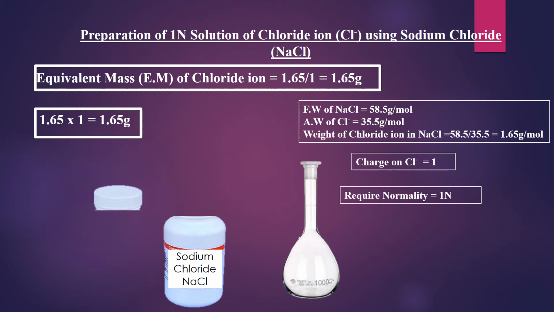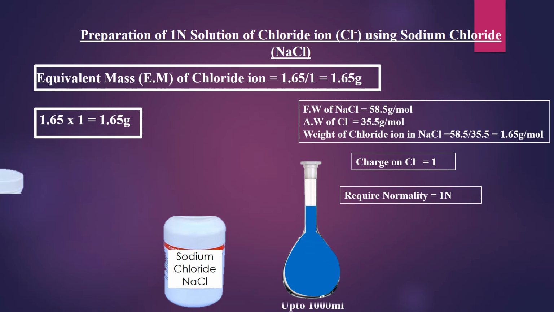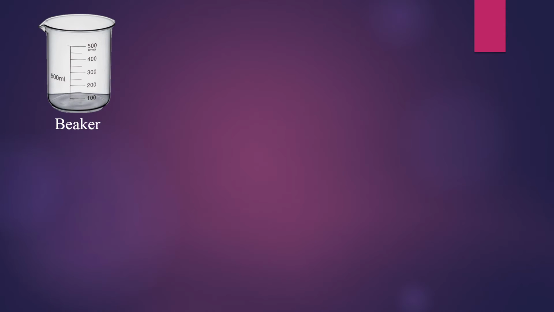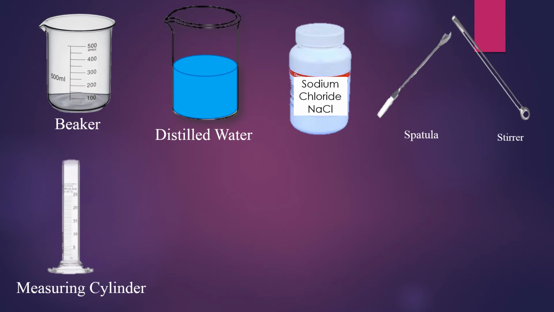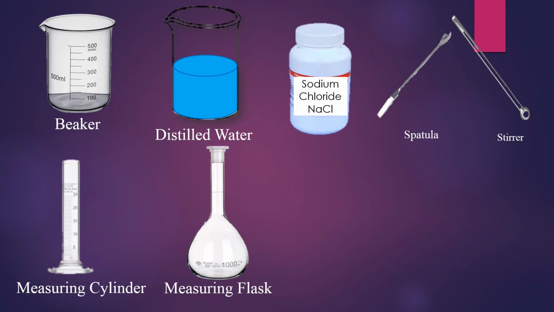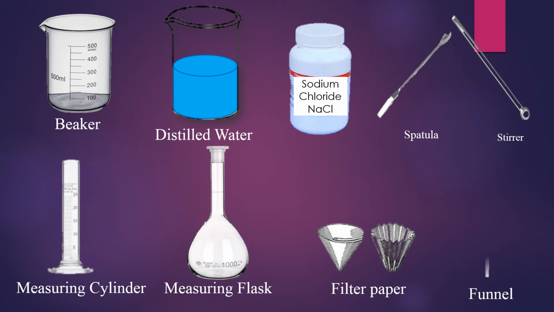Take 1.65 grams of sodium chloride in a beaker. Dissolve it in water and dilute the solution up to 1000 ml. For performing the experiment, the apparatus required are an empty dry beaker, distilled water, sodium chloride, spatula, stirrer, measuring cylinder, 1000 milliliters measuring flask, filter paper, and funnel.